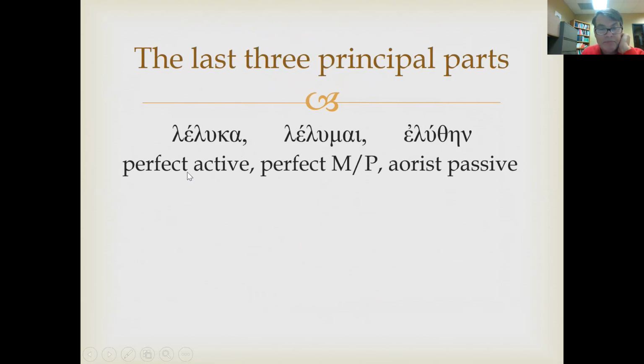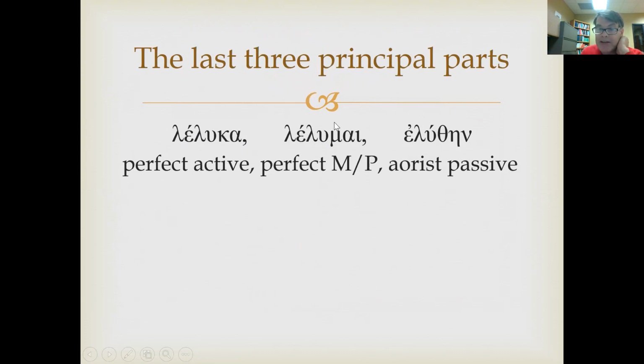So for the perfect active, it adds a kappa alpha, and then it reduplicates on the front. Basically, the first letter gets doubled beside itself, and you put an epsilon in the middle. That's called reduplication. I don't know why they don't call it duplication, by the way, because it's just duplication. But we call it reduplication. Same thing here. So you can see the perfect stem is this lelu, lelu. All of the perfects have the reduplication with an epsilon.